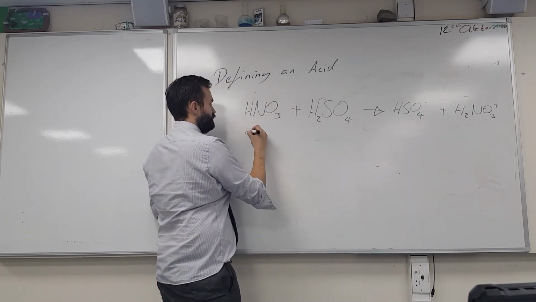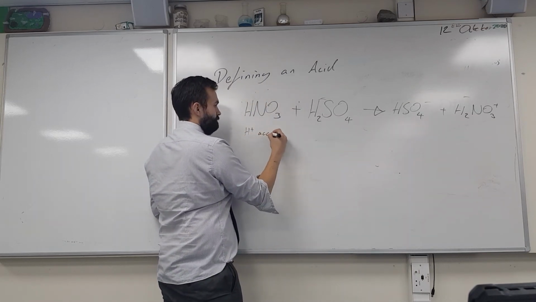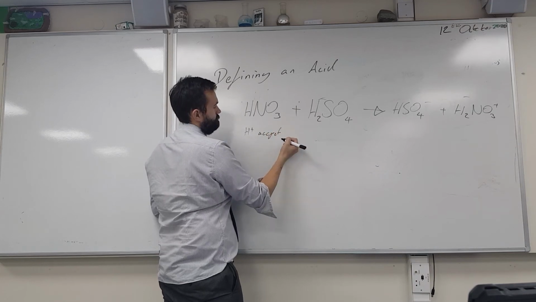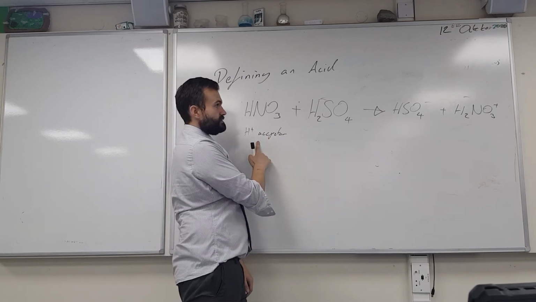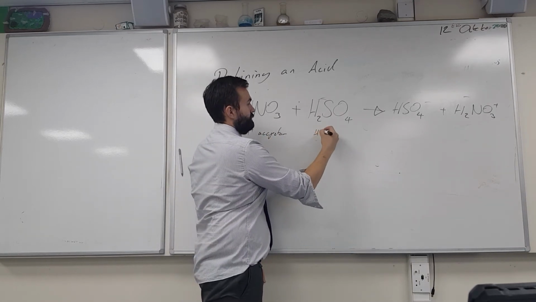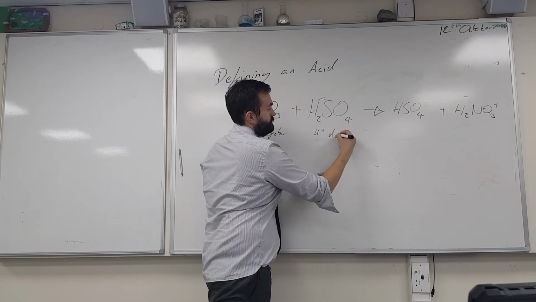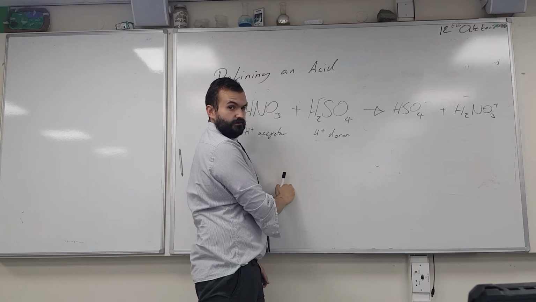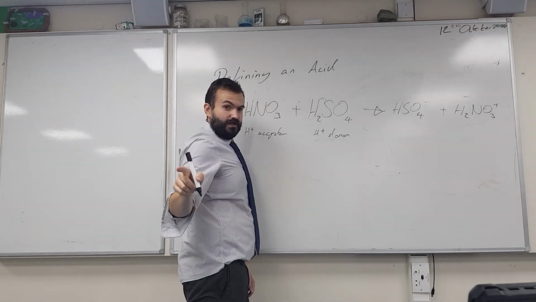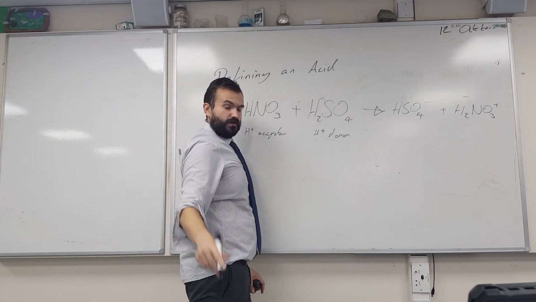So this time we've gone from 1 proton to 2. So this is a proton acceptor. I can't spell acceptor. So this is our base, and this is our proton donor. So this is our acid. Right, what I want you to do is task 1 in the worksheets.